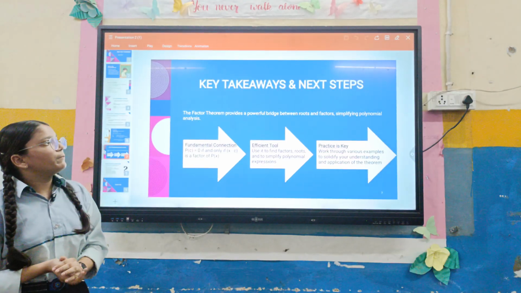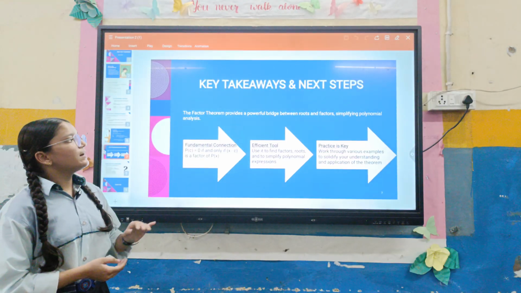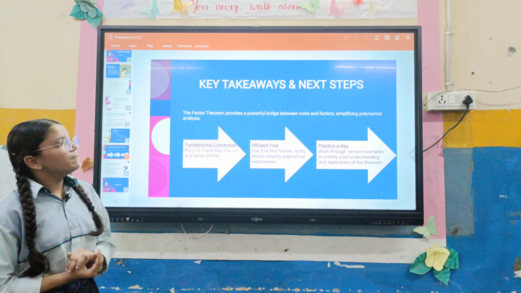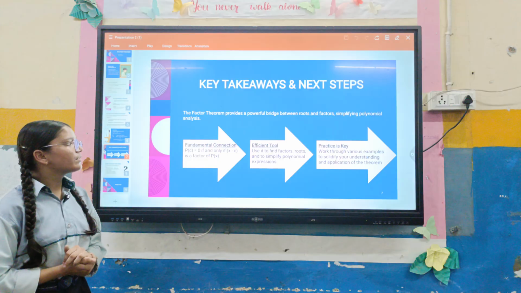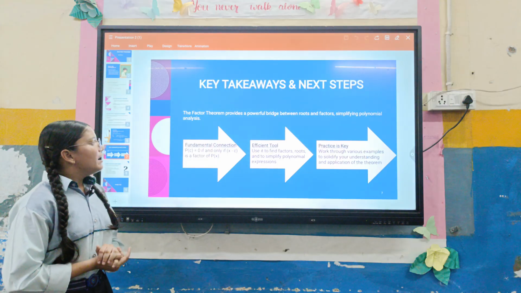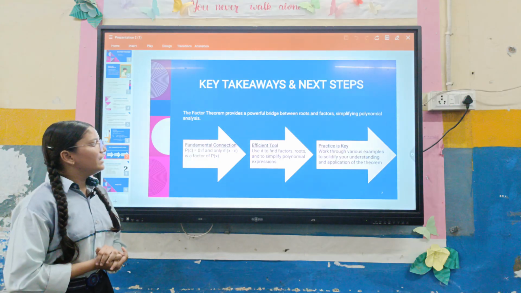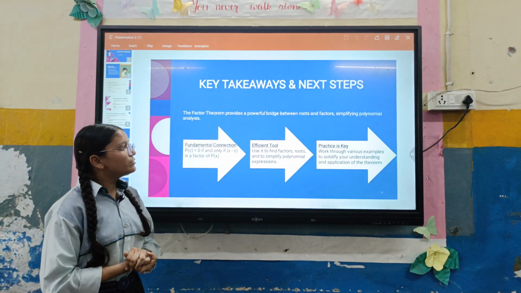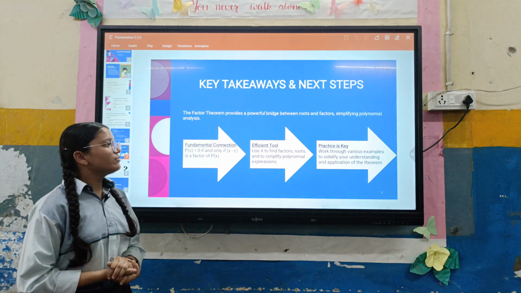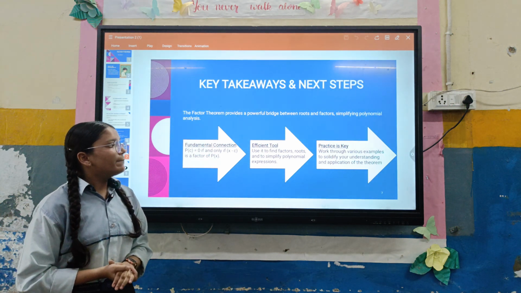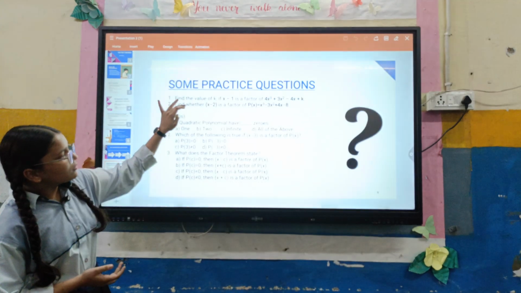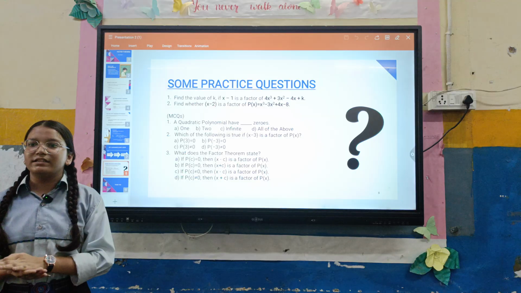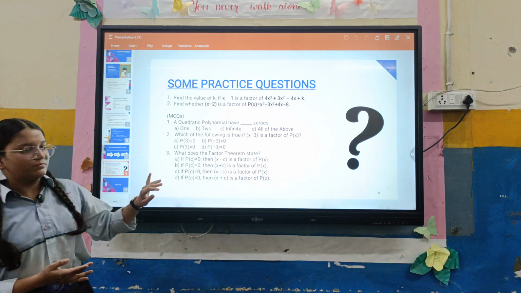Then what are the key points? The factor theorem provides a powerful bridge between roots and factors, simplifying polynomial analysis. Fundamental connection: p(c) equals 0 if x minus c is a factor of p(x). Efficient tool: use it to find factors, roots and to simplify polynomial expressions. Practice key: here are some questions which you can solve to understand the topic very nicely.